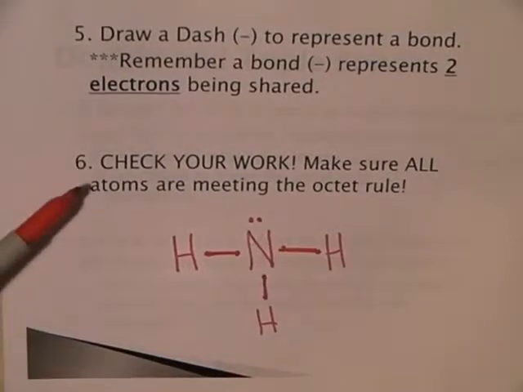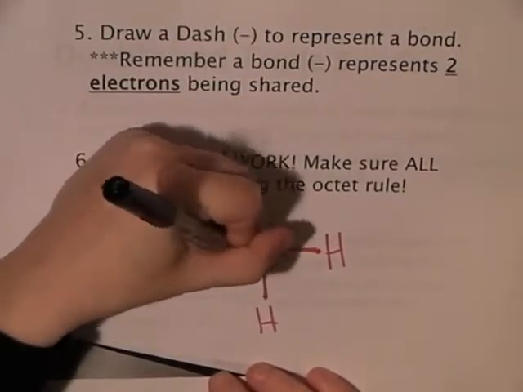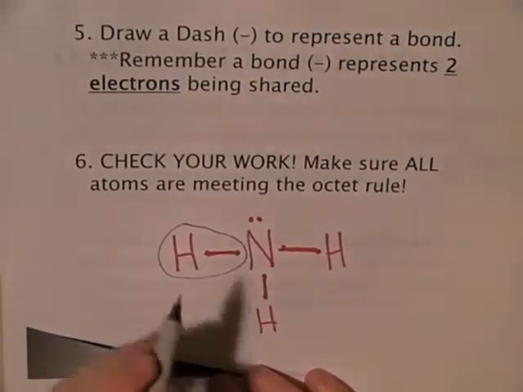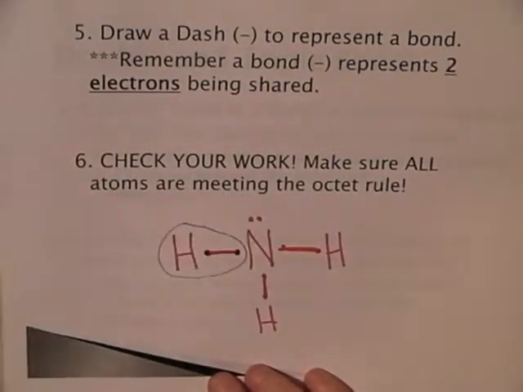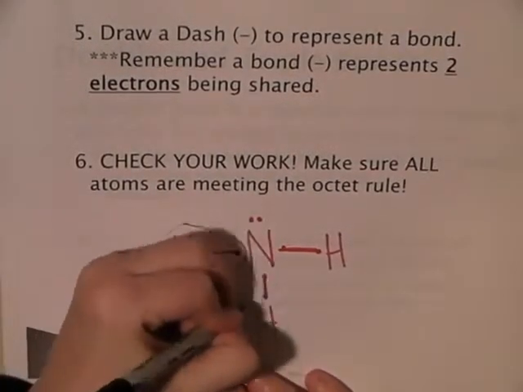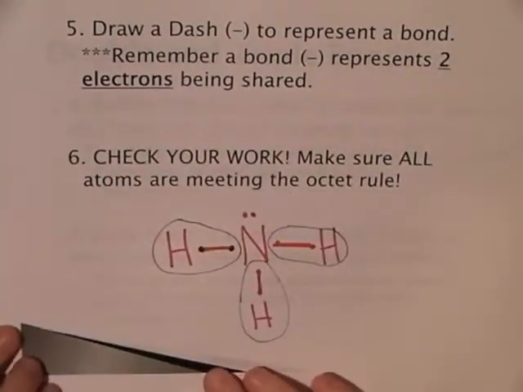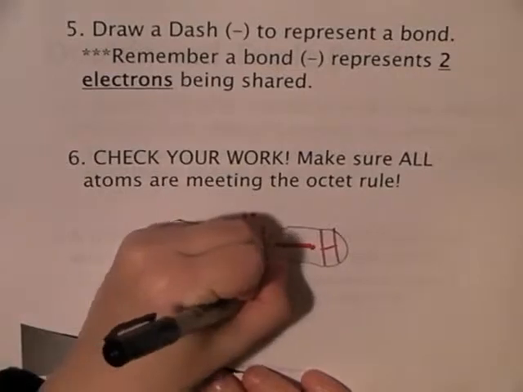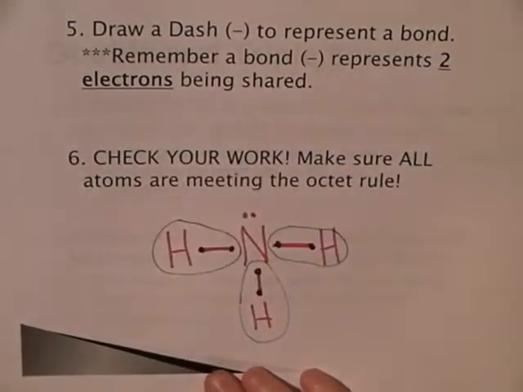Last step, just check your work, make sure everybody's happy, which we can do. So if you look at each hydrogen, this hydrogen's happy because it's got those 2 electrons, the one here that was its own, and then the one here that's being shared. The same with the other 2. They're all in the same situation. They're all happy because they've got 2 electrons in their outer shell.